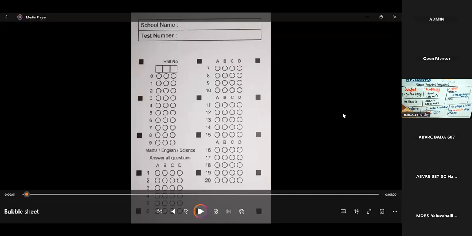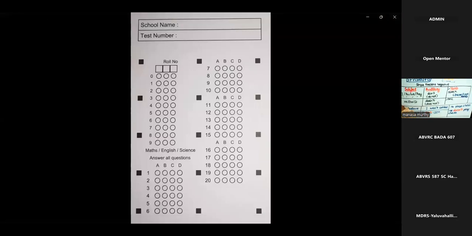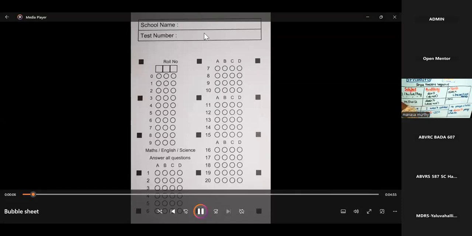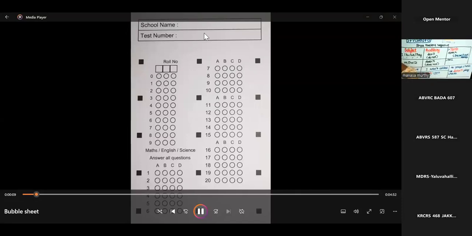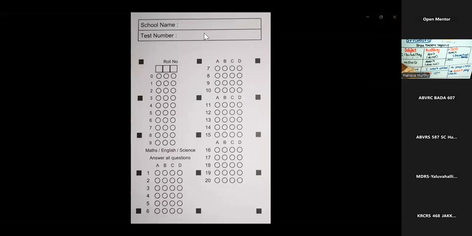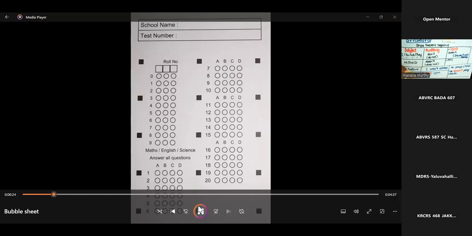Students, please listen to this audio very carefully. Just a moment. Gokul, can you let me know whether the audio that I am playing is audible?